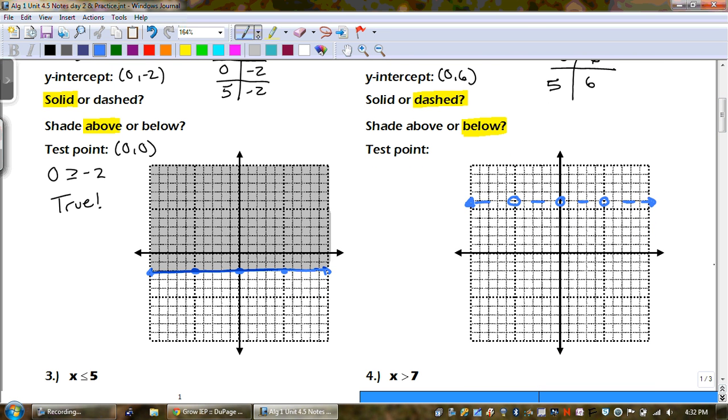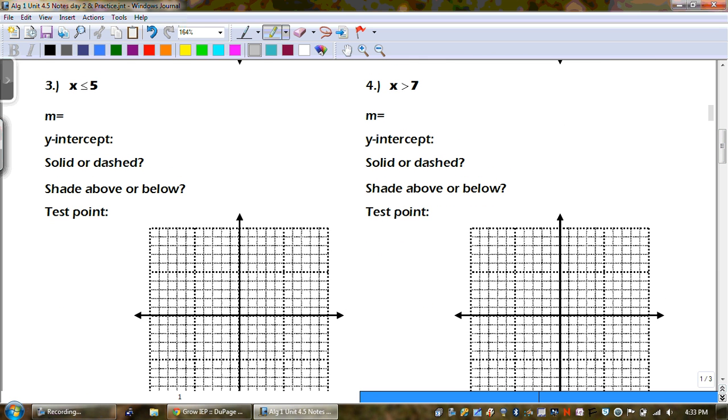Now, do we shade above or below? I'm not sure. That's where the test point comes in handy. Remember, this is x, and that's why we can only plug in y. Is 0 less than 6? Yeah, it is. So that means I have to make sure that 0 right there is shaded in. So I'm going to go through, and there we go.